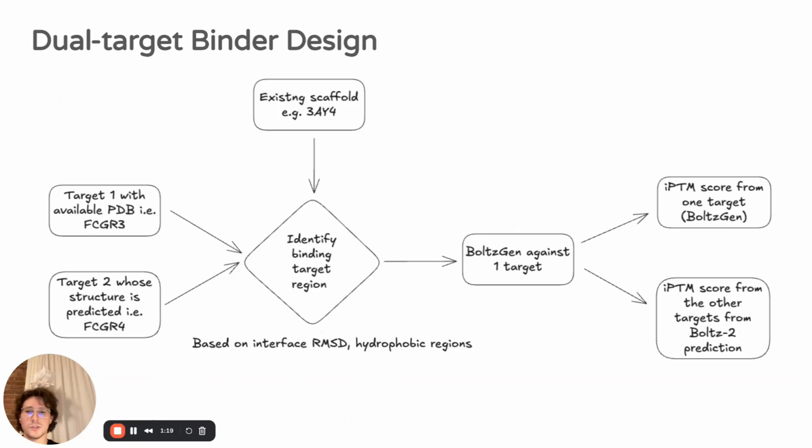For the dual target design strategy, we leverage the existing binder and human receptor FCGR3 from the available PDB. For targets whose structure is unknown, in our case FCGR4, we predict their structure using Boltz-2. Then we identify the common hydrophilic target region between the two targets. After that, we obtain the protein interface score out of multimer predictions and rank the design candidates. And now Julio, my teammate, will give a demo of our platform.